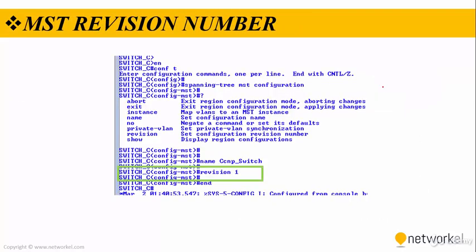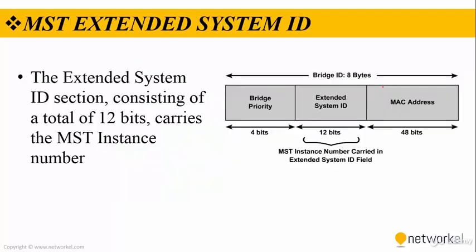The MST revision number provides a way to track changes to the MST region. The revision number is not automatically incremented each time you make a change to the MST configuration. That's a really important part to pay attention to. Each time you make a change, you need to increment the revision number one by one. And we have the MST Extended System ID concept, which consists of 12 bits and carries the MST instance number.